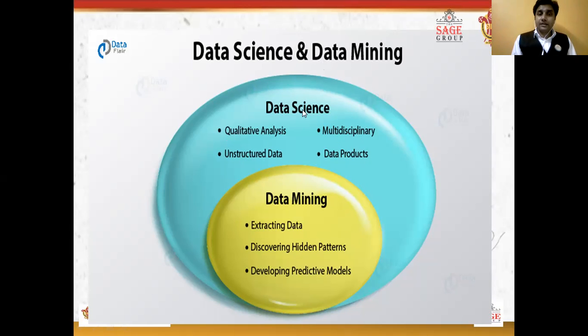Data science has four major tasks: quantitative analysis, multidisciplinary data analysis, data products analysis, unstructured data analysis. And data mining is a major part of data science, which explains to us how we manage the data and how to fetch the knowledge from a huge amount of data.